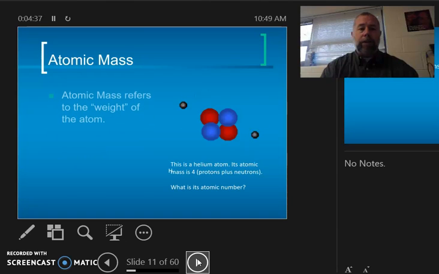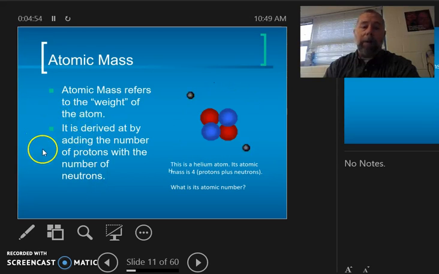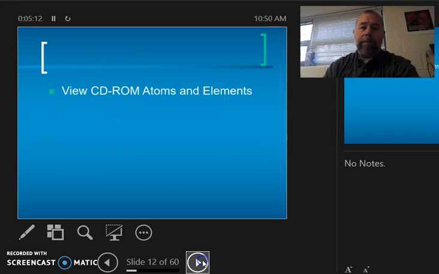Atomic mass. What's going on? What's that made up of? That's the weight of the atom. It's the number of protons with the average number of neutrons. That's what you're finding up on the chart, the average number of neutrons. I would write this part down. Hopefully you already know the first part, you don't need to write it down. But if you're writing down atomic mass in your left-hand column, the atomic mass is derived, it's found, by adding the number of protons with the average number of neutrons.